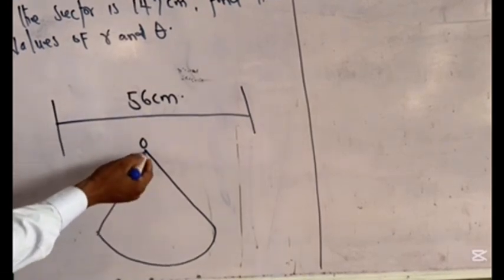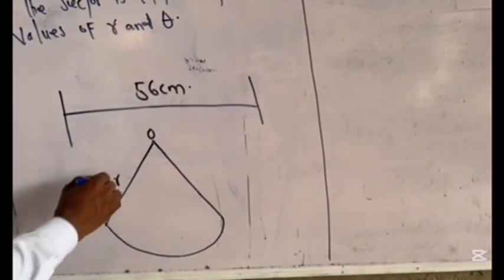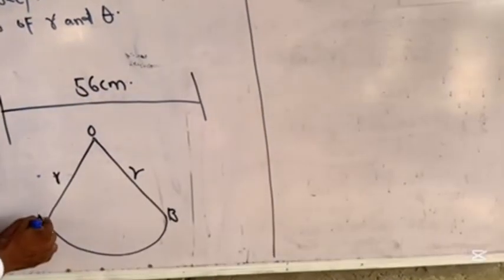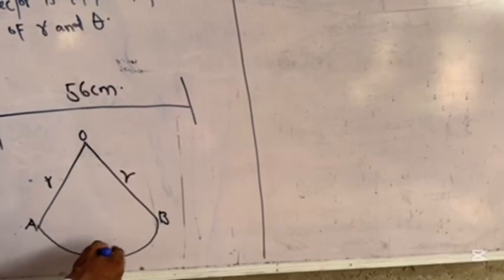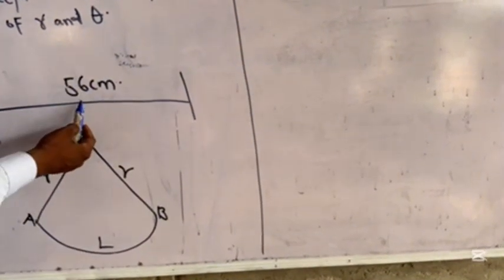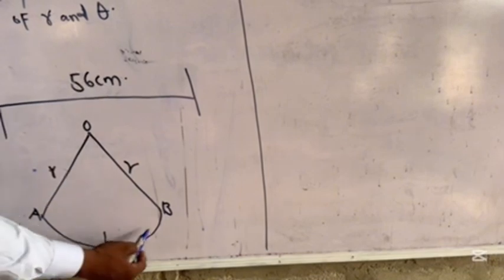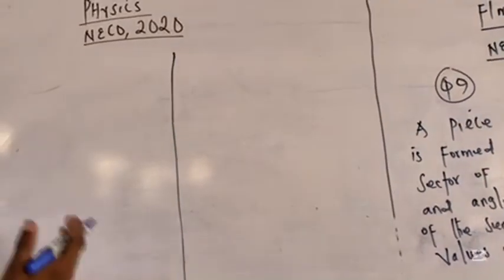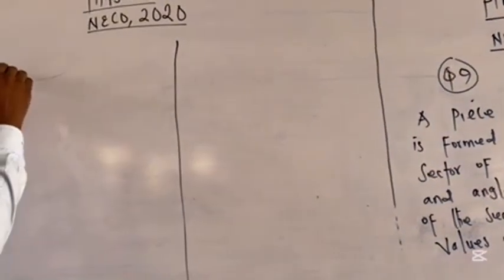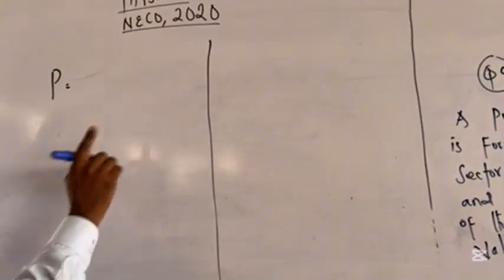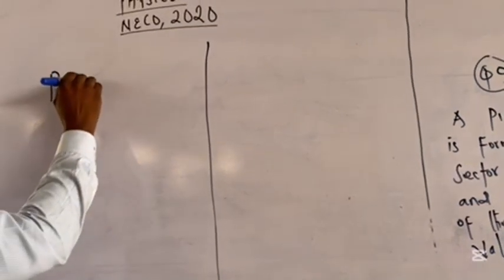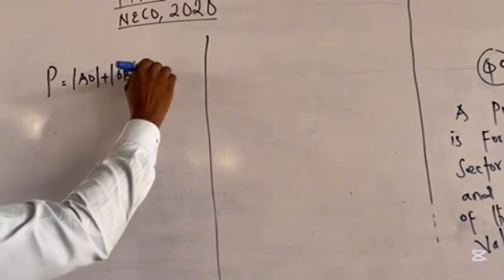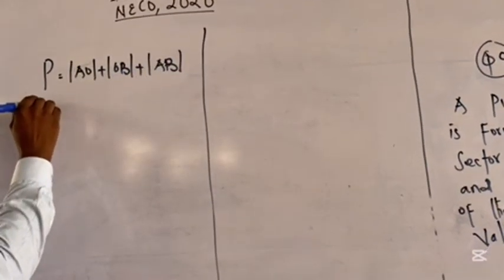Now, in a sector, from the center to the arc is called the radius. Let's call the arc AB. AB is the length of the arc, which we'll call L. That means the 56 cm covers O to A, the arc A to B, and B to O. It represents the perimeter of the sector. As we know, the perimeter is simply the sum of all the sides of the sector. That means we have OA plus OB plus AB. So the perimeter is now 56.